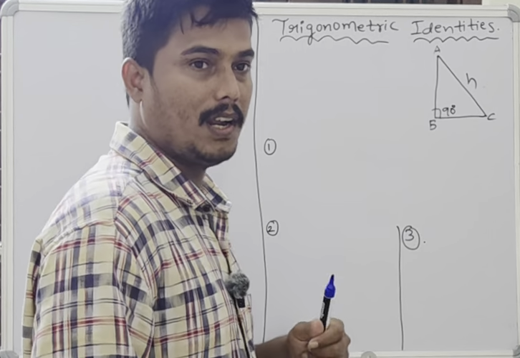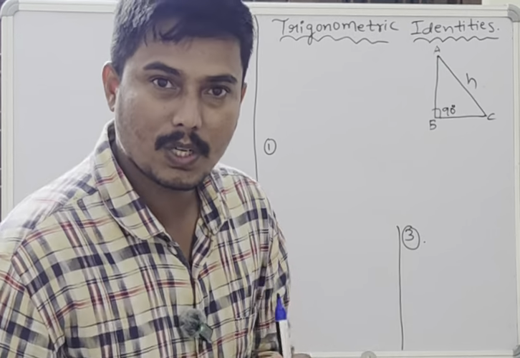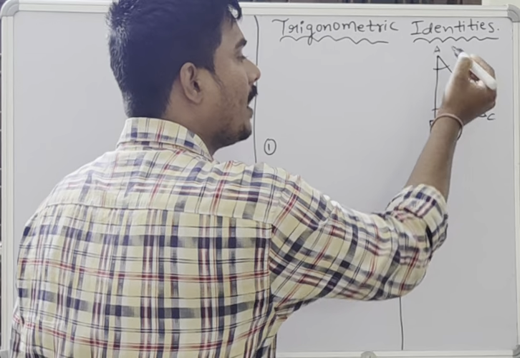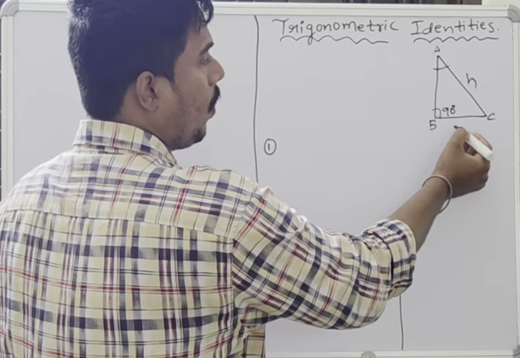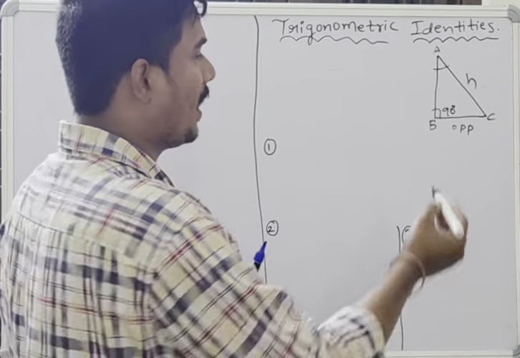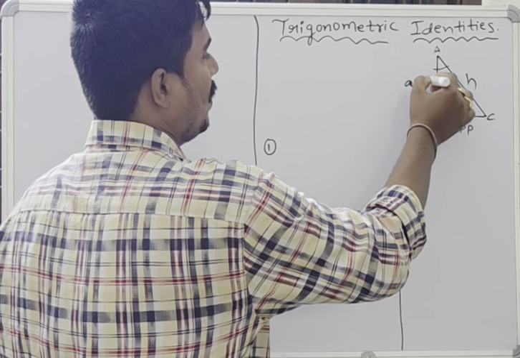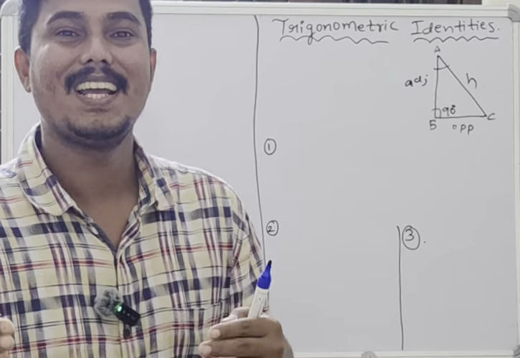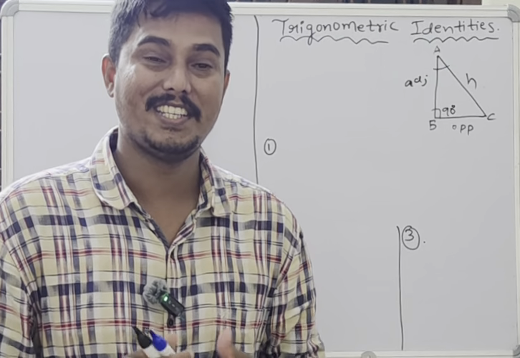Now, let us do everything with respect to angle A. Where is angle A? Here. So this BC will be what? Opposite. And this AB will be what? Adjacent. So opposite, adjacent, hypotenuse have been done.